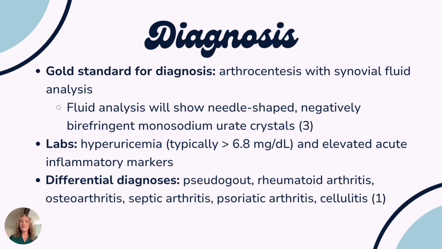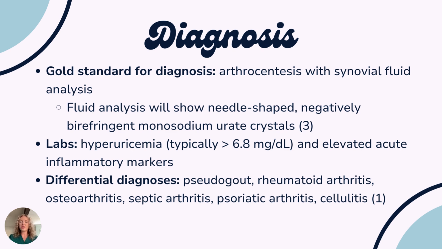The gold standard method of diagnosis for gout is an arthrocentesis with synovial fluid analysis. The analysis will show needle-shaped, negatively birefringent monosodium urate crystals, and these results are pathognomonic for gout. Though a definitive diagnosis is made by the presence of these uric acid crystals within the synovial fluid, gout can also be diagnosed based on other aspects of the patient presentation. For example, a patient presenting with elevated serum uric acid levels in addition to previous signs and symptoms of gout can be diagnosed and appropriately treated at that time.